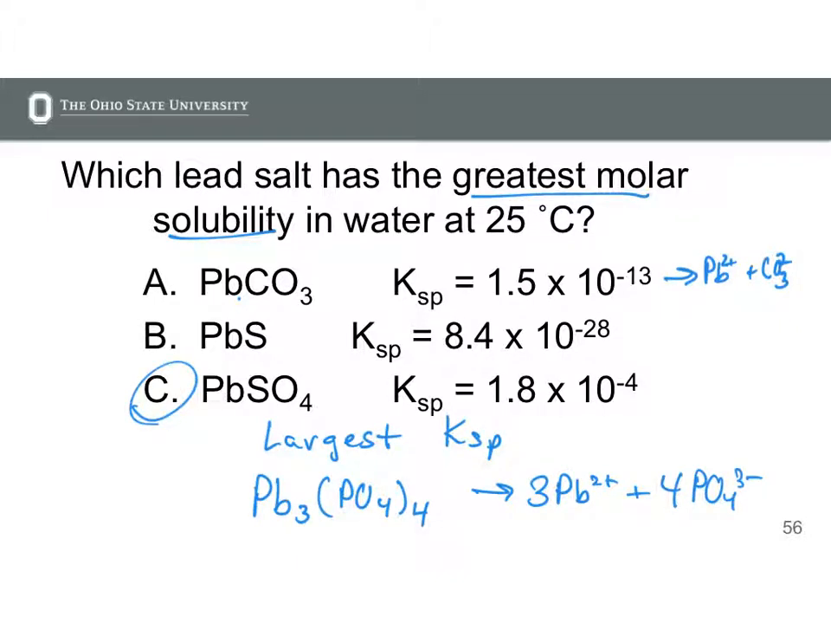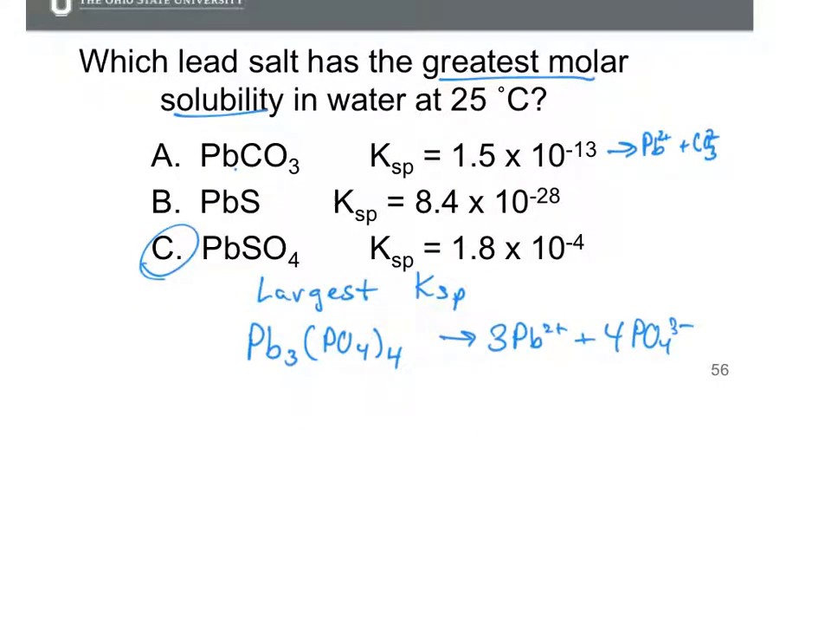Okay, in that case, you're not going to end up with KSP equals x squared and solve for x. Here you end up with, this is a fun one, KSP equals 6,912 x to the 7. And so you'd have to solve for x in order to compare the molar solubility. Does that make sense?